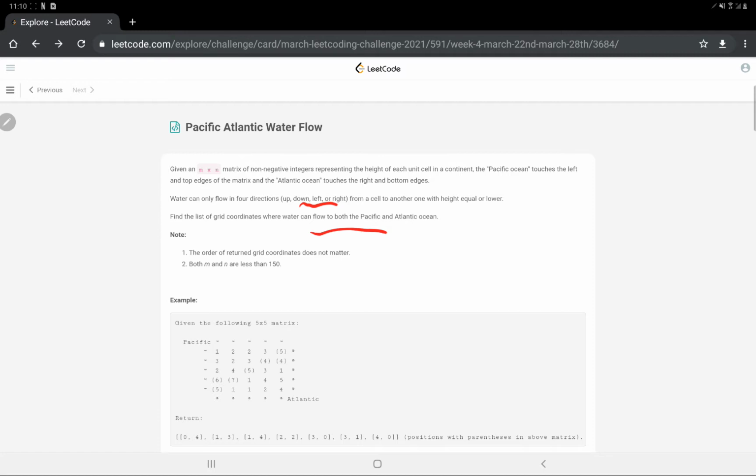All right, so coordinates, because coordinates are unique, height can be repetitive, so our answer would be wrong in that case. That's why the question is designed so that we have to return the coordinates. One note given over here is that the order of returned coordinates does not matter. It's not like we have to return the lexicographically smaller one or anything like that. We just have to return the coordinates, and both m and n are less than 150, so the maximum size could be 150. All right, so that's the question over here.